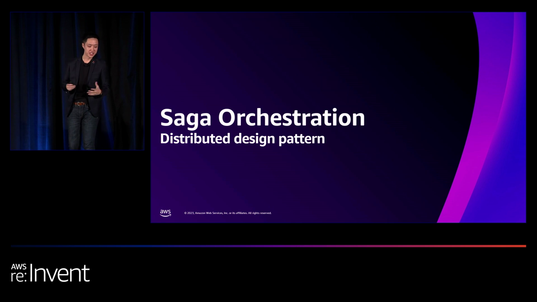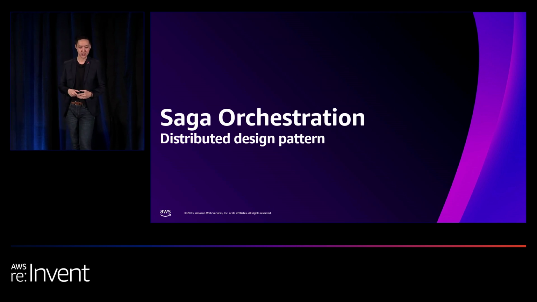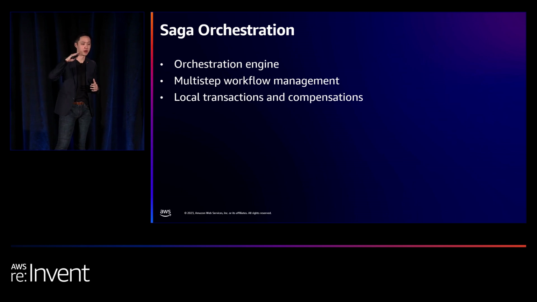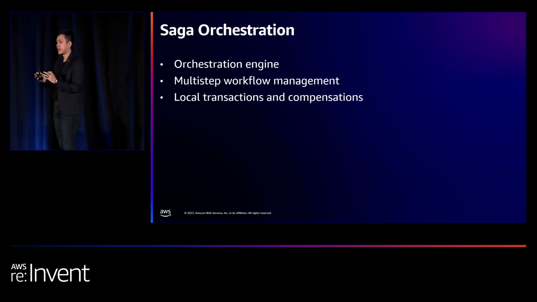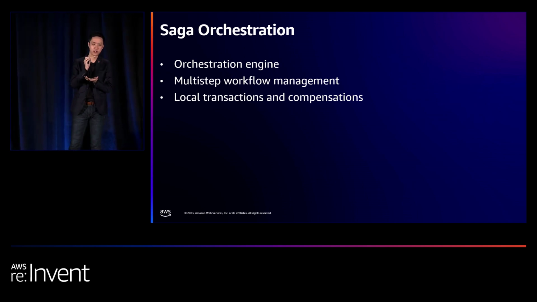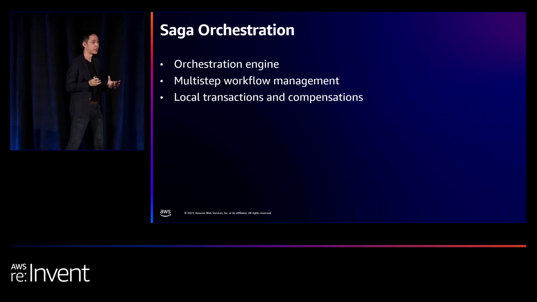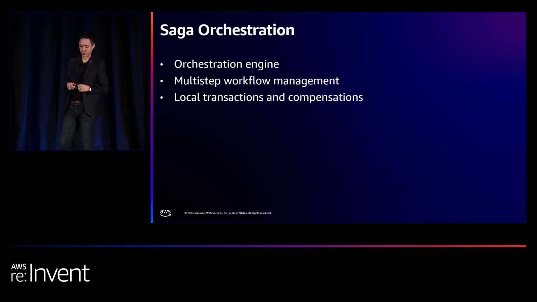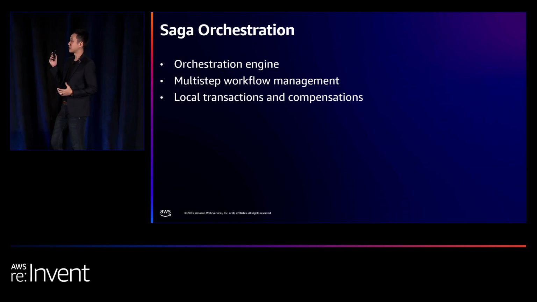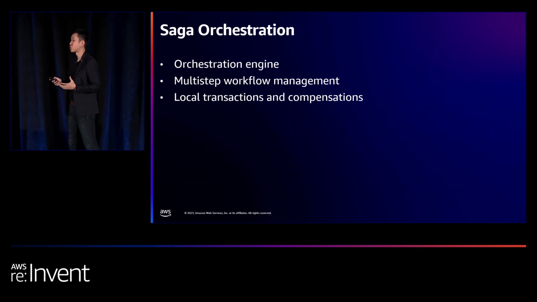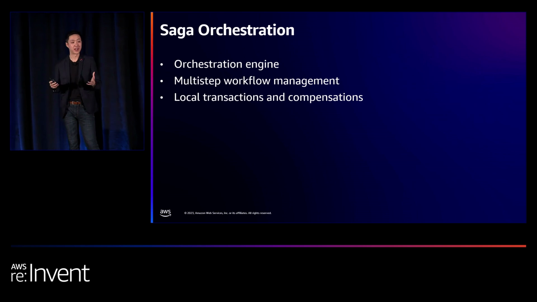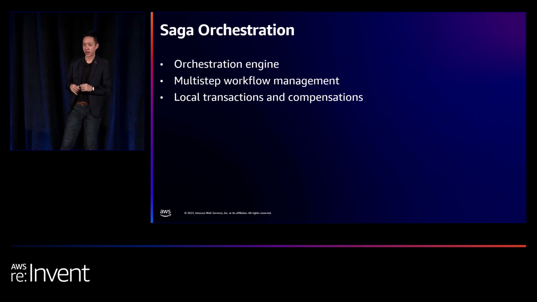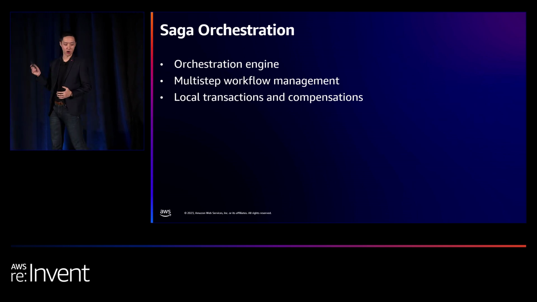So the saga orchestration is a distributed design pattern that we can use today. At a high level, what we have is an orchestration engine. You can think of it as a controller at the very top. And this orchestration engine's responsibility is to determine the routing of the particular transaction into various steps. So this will be a crucial piece of the puzzle to help us manage this multi-step workflow that we have for the checkout. And as I explained earlier, it's critical that it can help us manage the local transactions and compensations. Now, I'll give you another example. The difference between transaction and compensations is a little bit like Newton's third law in physics. Every action has an equal and opposite reaction. And our orchestrator is going to help us manage that.